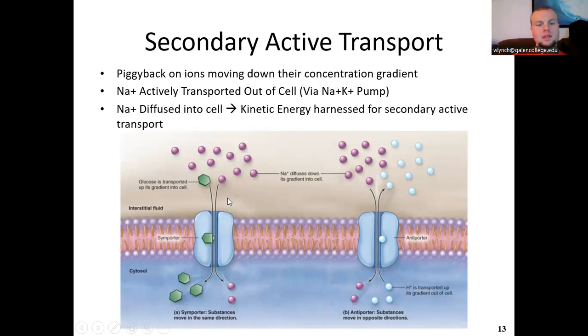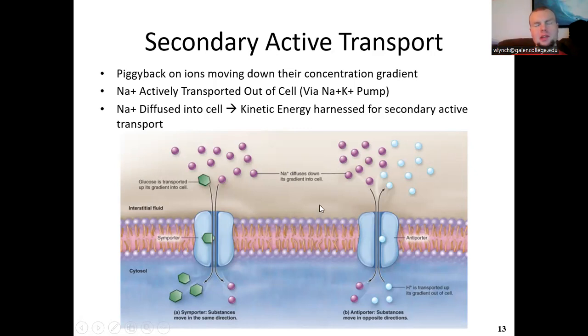Once this happens, we have opening of this channel. And this movement allows for these two substances to go in the same direction. So the sodium ions can pass through, and once they pass through, the channel can open and allow binding of glucose, and then it will be transported through.